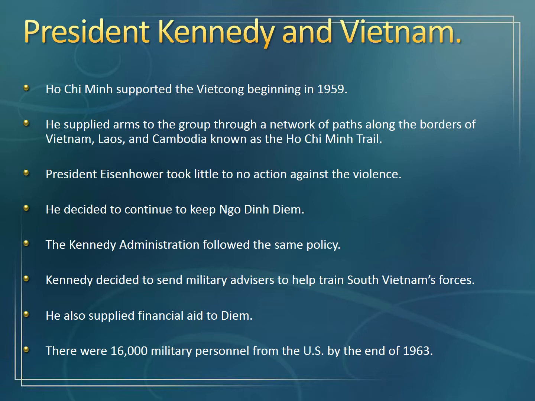Now, President Eisenhower took little to no action against the violence, and he decided to continue to keep Ngo Dinh Diem in charge of South Vietnam. And the Kennedy administration followed the same policy. They decide to, basically, sink or swim with this guy, and they keep him there. So Kennedy decided to send military advisors to Vietnam to help train South Vietnam's forces. He also supplied financial aid to Diem. So by the end of 1963, there were 16,000 military personnel in South Vietnam and in the area from the U.S.